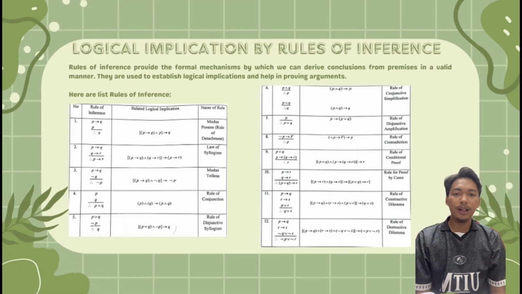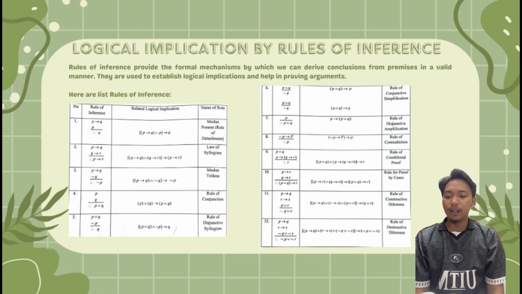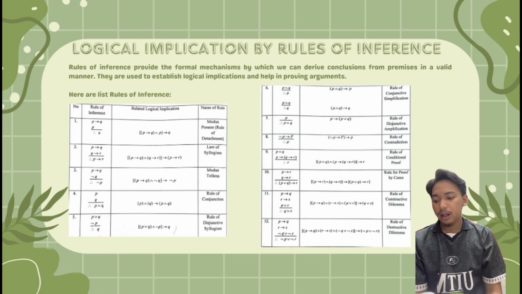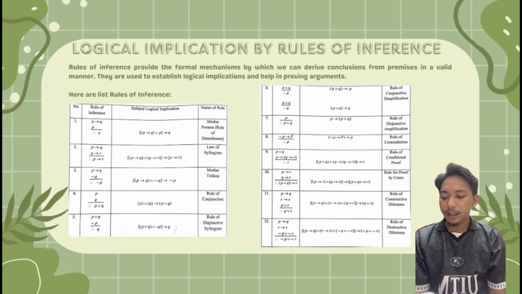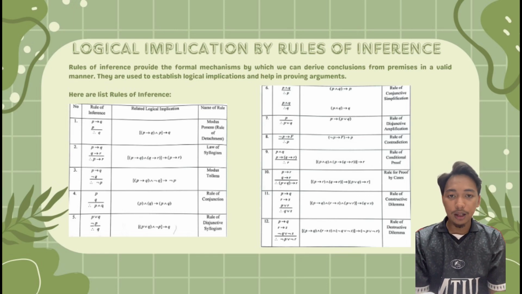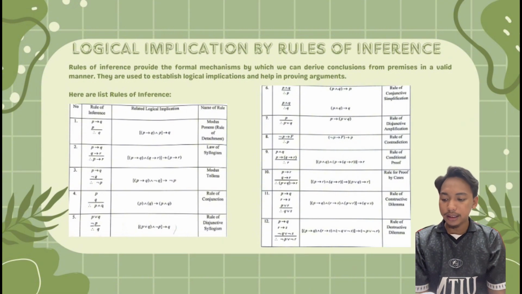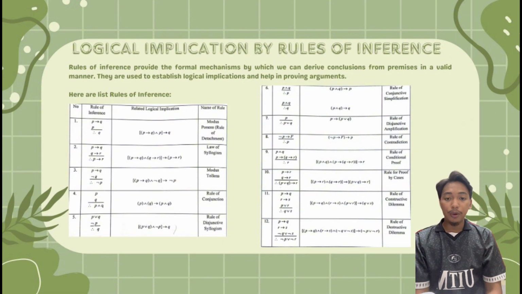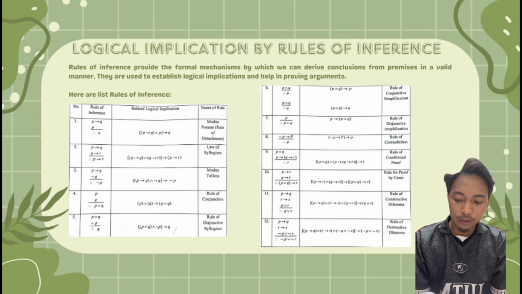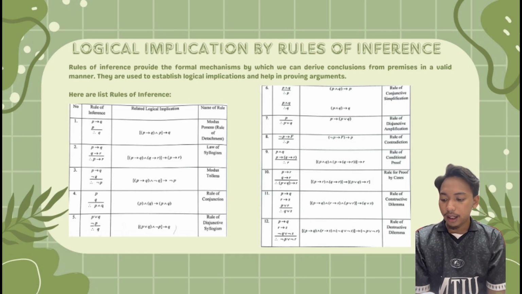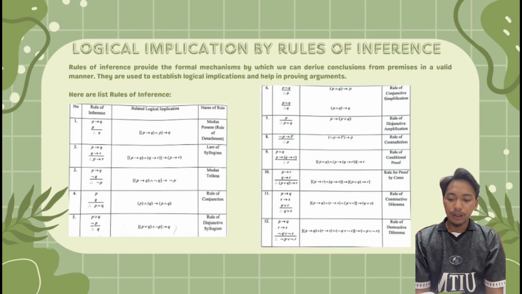And now I will explain about the table of rules of inference. Rule of inference: if P implies Q and P, we can simplify as Q, and the name of the rule is modus ponens. If P implies Q and Q implies R, we can simplify as P implies R, and the name of the rule is law of syllogism.